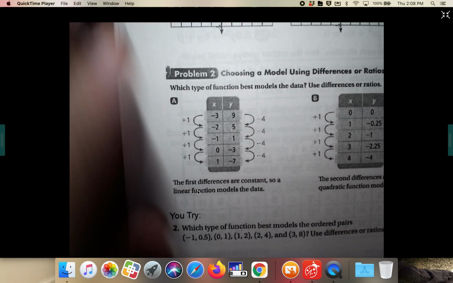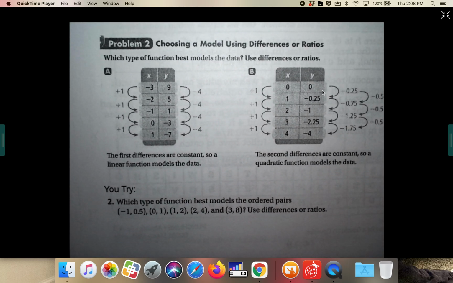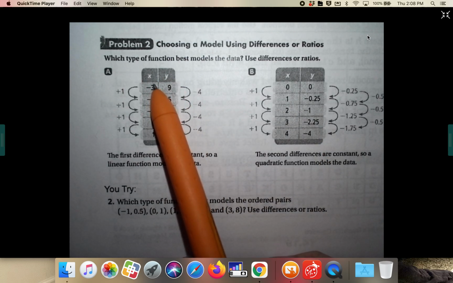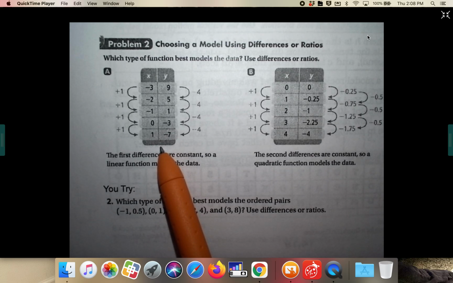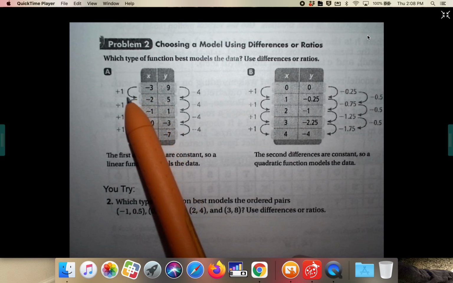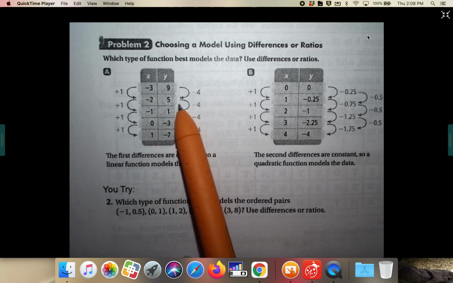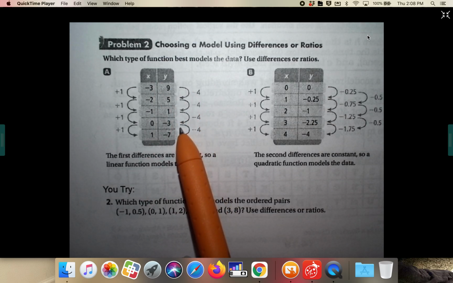All right, let's look down here at problem 2. It says choosing a model using our differences or ratios. So which type of function best models this data? So here's what I want you to see. On the x-axis, it's just adding 1 every time. But on the y-axis, it's subtracting 4, subtracting 4, subtracting 4, subtracting 4.